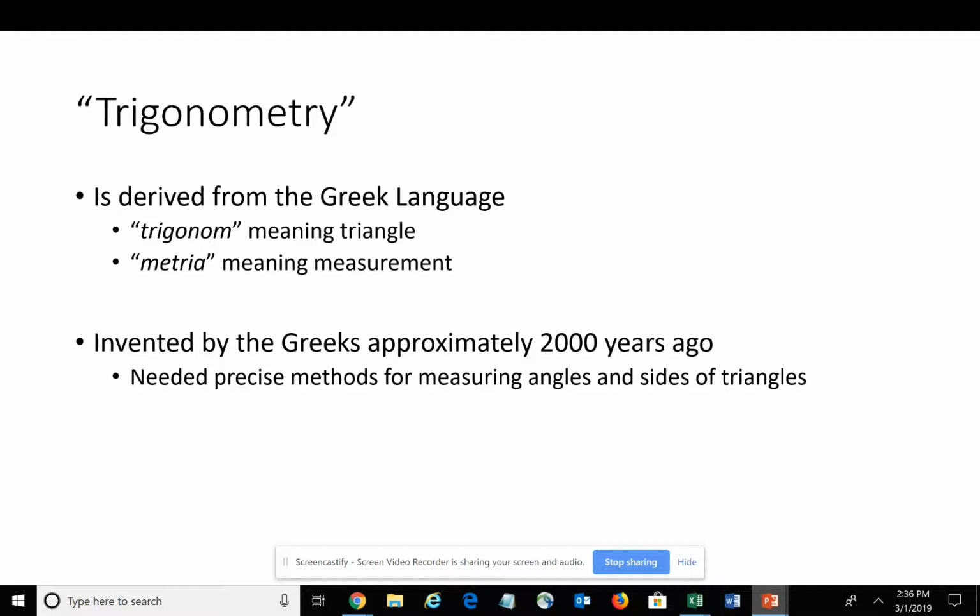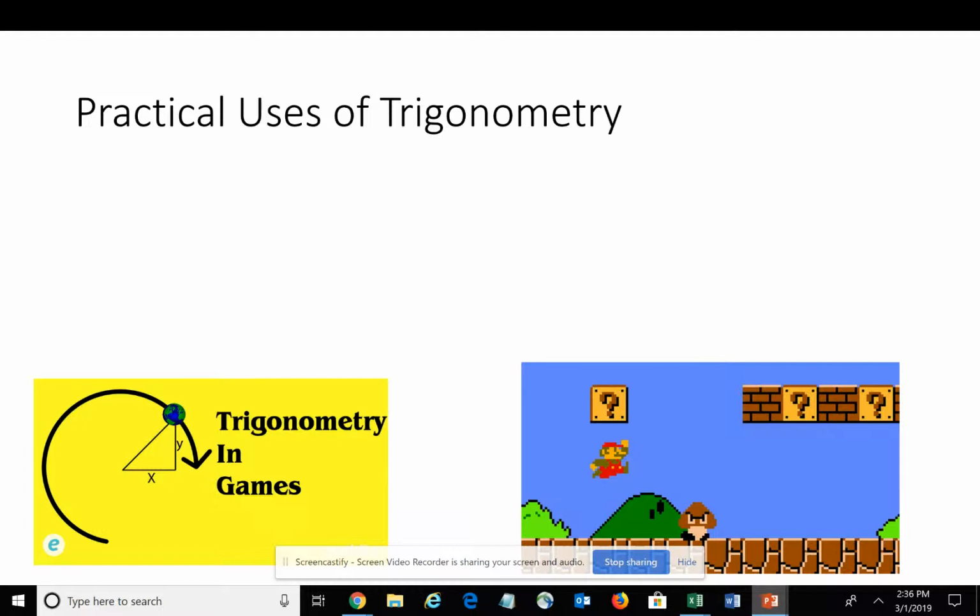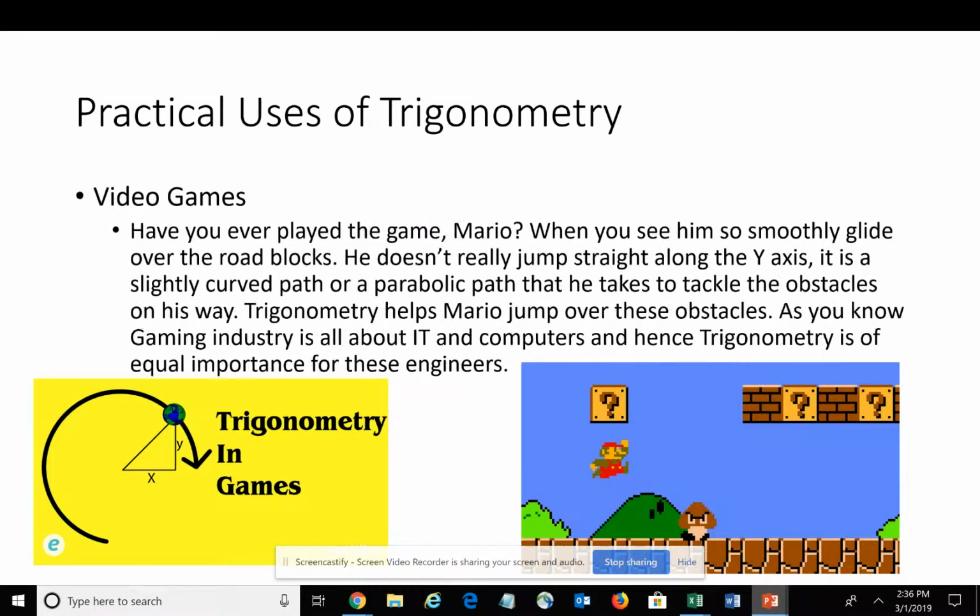Trigonometry is a branch of algebra and geometry that was invented by the Greeks approximately 2,000 years ago because they needed some precise methods for measuring angles and sides of triangles. There are lots of practical uses of trigonometry, and I'm going to highlight a few of those that you might find interesting. Actually, you use trigonometry within video games. So if you're interested in video game programming, you do need some background in trigonometry.